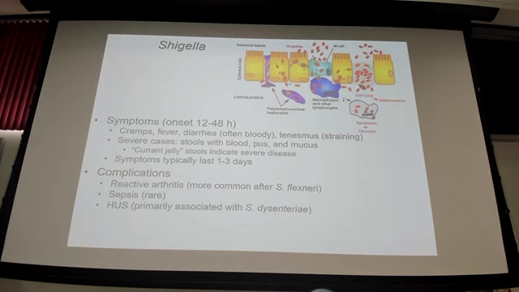Symptom onset is usually within 12 to 48 hours. Cramps, fever, diarrhea, bloody diarrhea. Tenesmus, if you haven't heard that term before, just means straining while you're trying to defecate. In severe cases, you will see some of that blood and pus and mucus shed off into the stool.